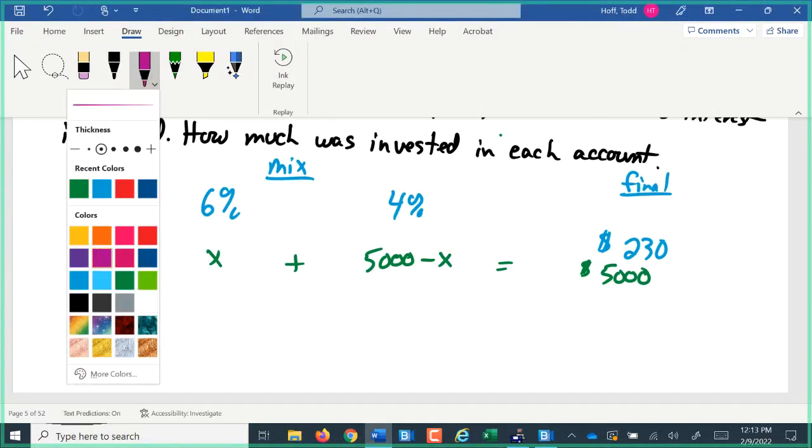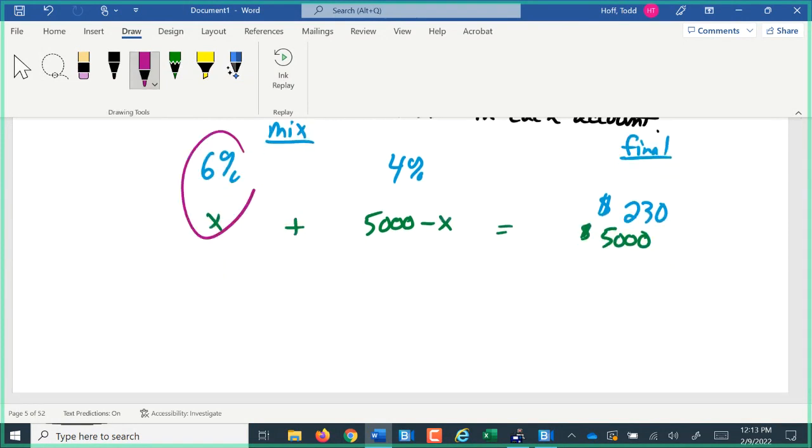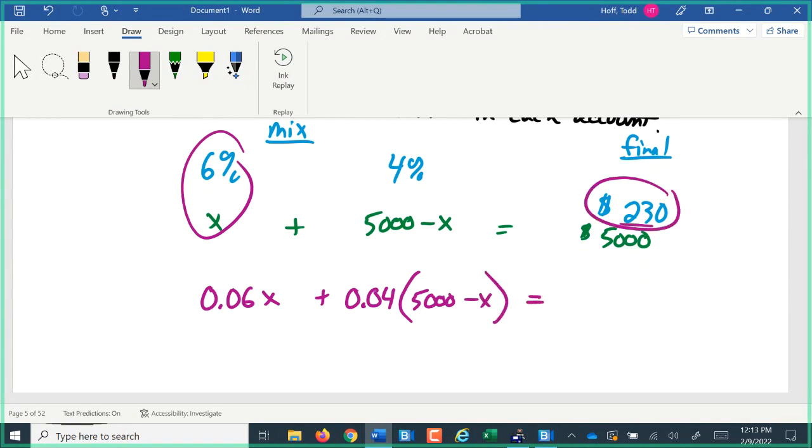So then we write our equation again. 6% investment, 0.06, the amount is X. So 0.06 times X. For the 4% investment, 4% is 0.04 times that amount of 5,000 minus X. Equals, well, over here we don't know the rate, but we do know the total interest is 230. We don't have to do anything to that. That is already a percentage of the total amount.